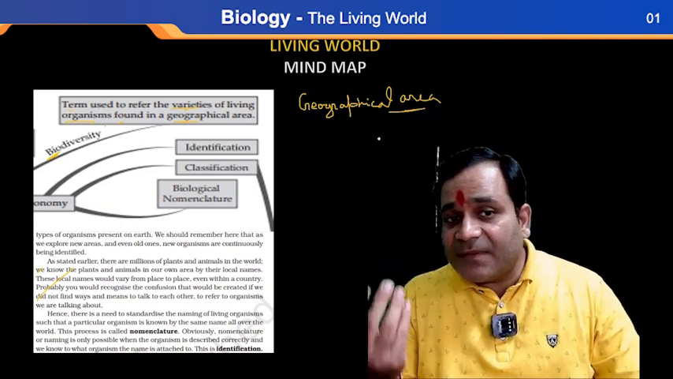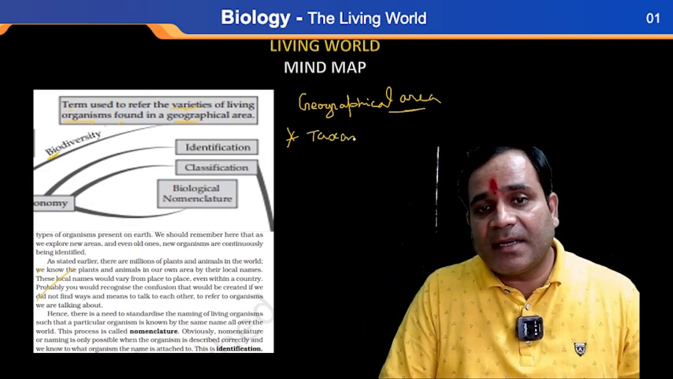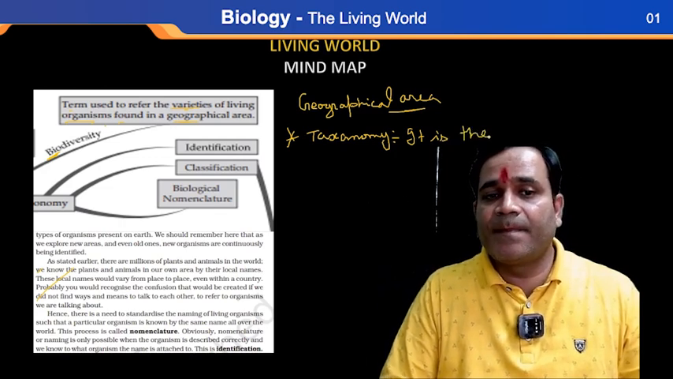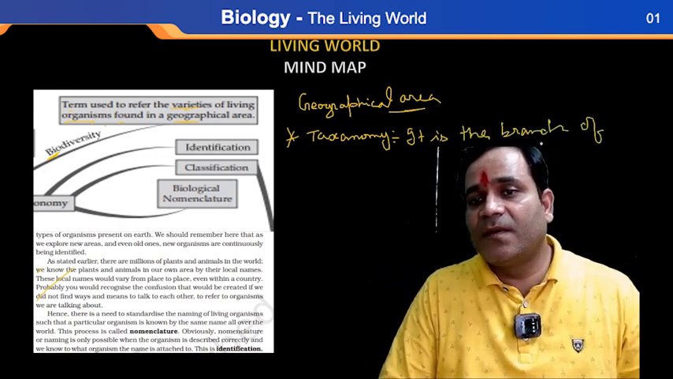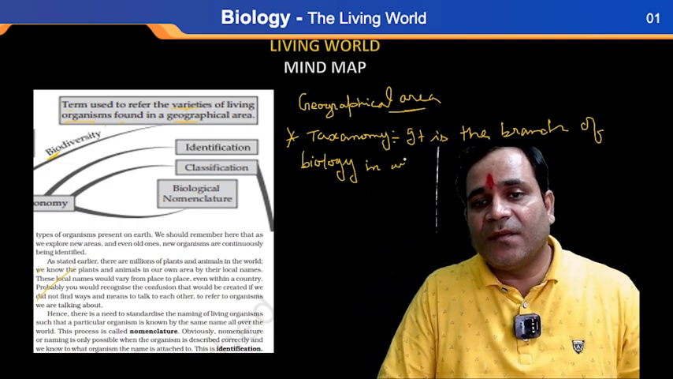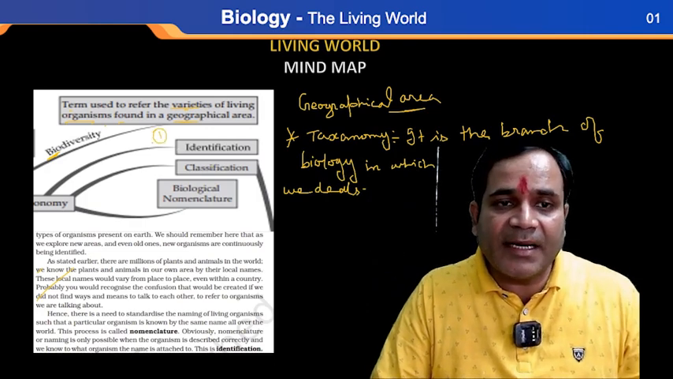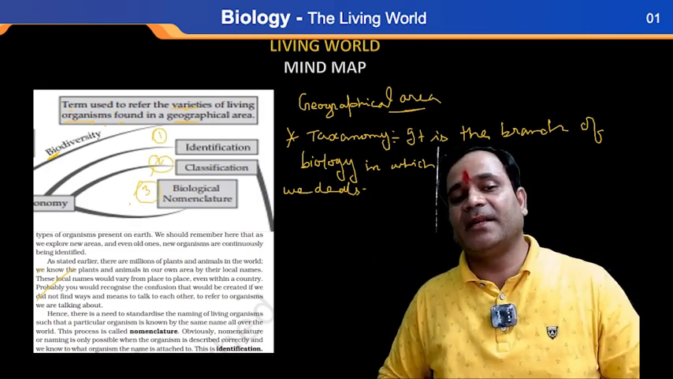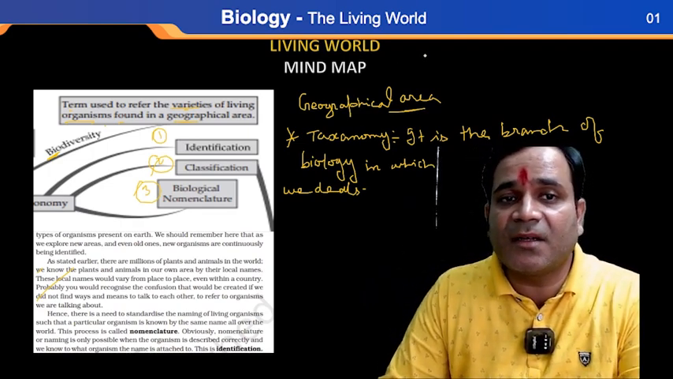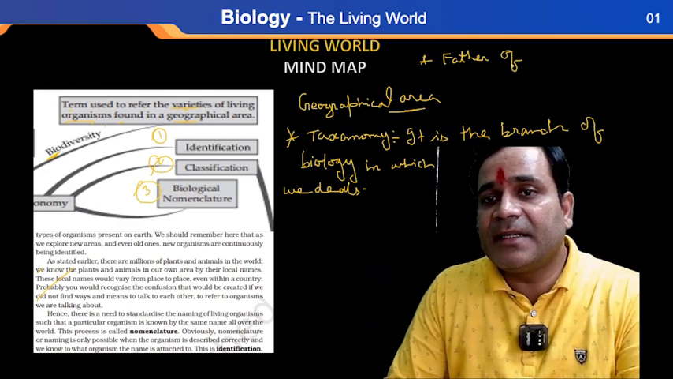After that, about taxonomy, as we already know, taxonomy is the branch of biology in which we deal with number one, identification, number two, classification, and third, nomenclature. This is what is covered in taxonomy. Do you know the father of taxonomy? Please give the answer in the comments. Father of taxonomy, my dear.